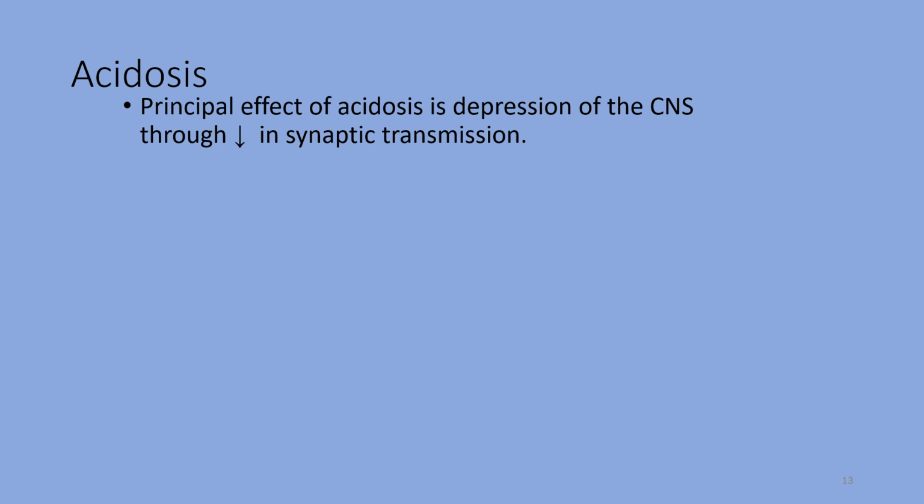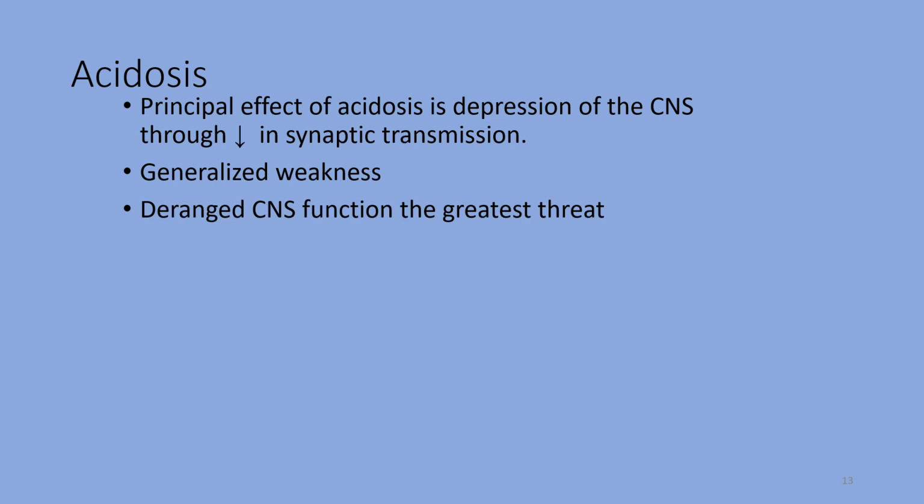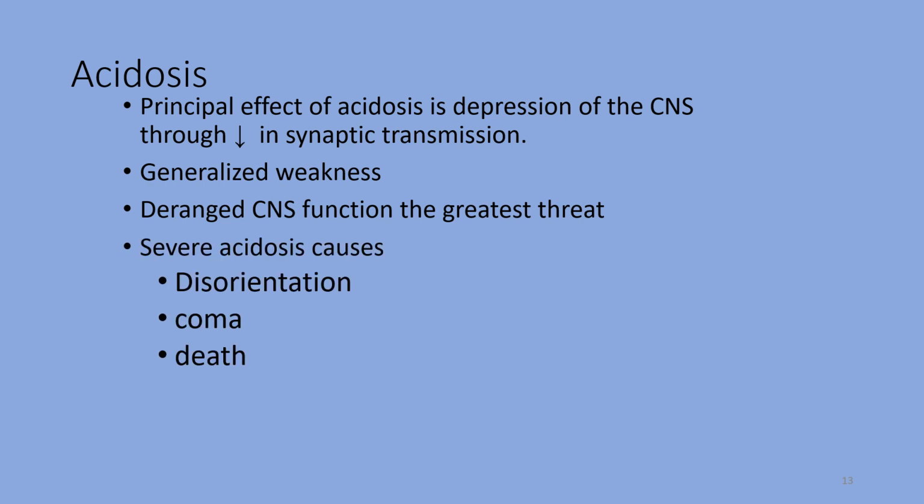The main principal effect of acidosis is depression of the central nervous system through decreased synaptic transmission, producing generalized weakness and deranged central nervous system function. The greatest threat is there. Severe acidosis causes disorientation, coma and death.